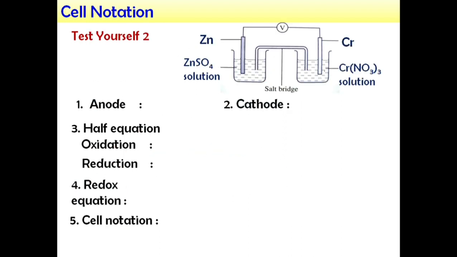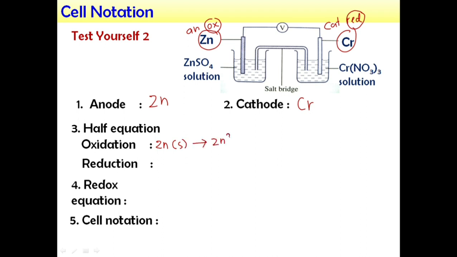So, based on the cell diagram, kita ada zinc dan chromium as our electrode. So, this one is anode and chromium as cathode. So, untuk half cell equation, we know that at anode, oxidation occurs. At cathode, reduction occurs. Okay, so untuk zinc solid will oxidize to zinc 2+ ions, aqueous, release 2 electrons.